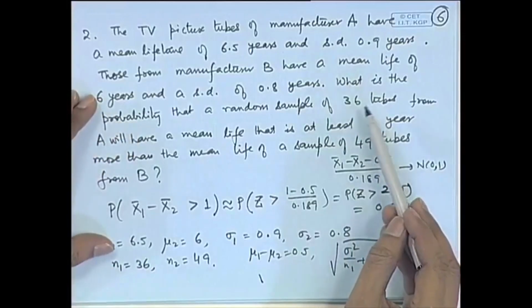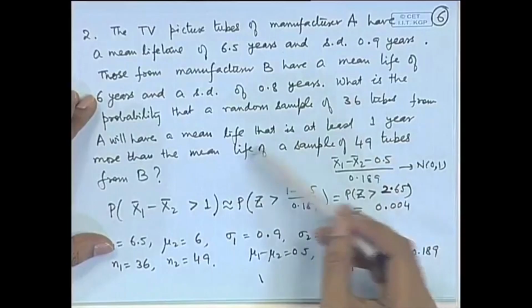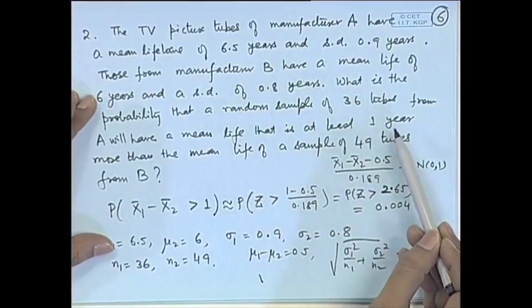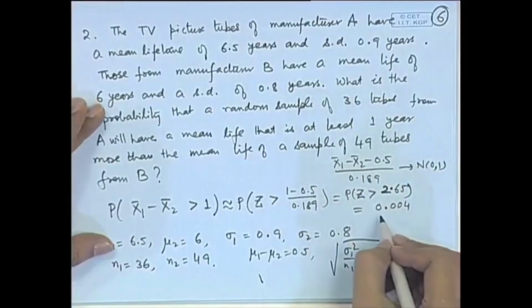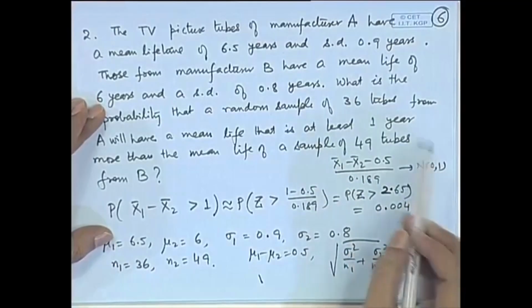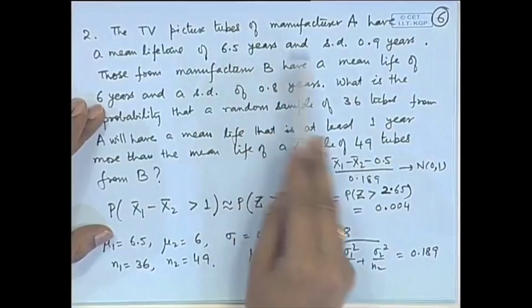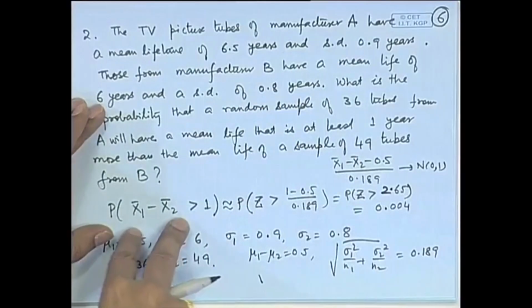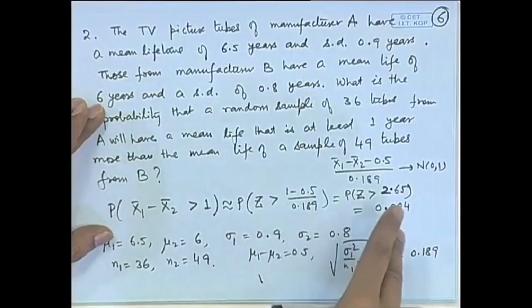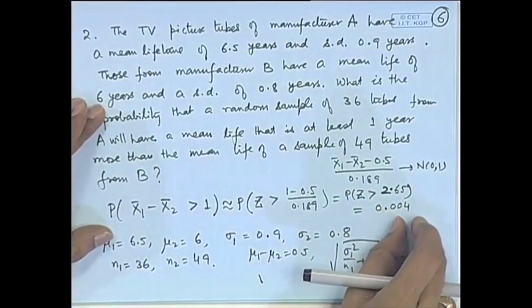So, the probability that a random sample of size 36 from A will have a mean life at least 1 year more than the mean life of another sample of 49 from B is extremely small. Here you see that the actual difference in mean life is only 0.5, so we are expecting the sample means to have a difference of 1. The probability of that is going to be very small.